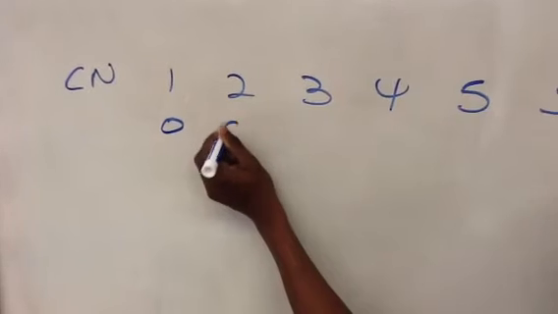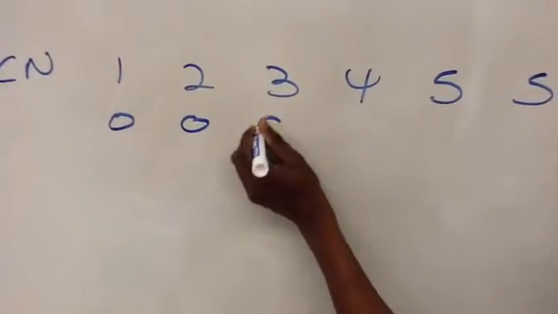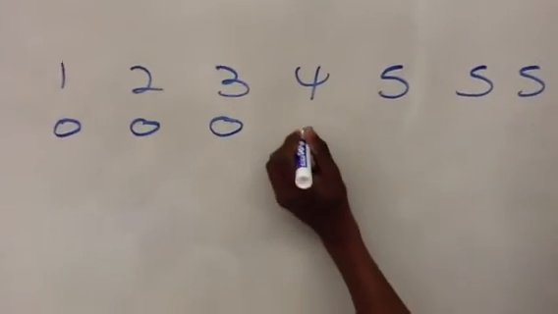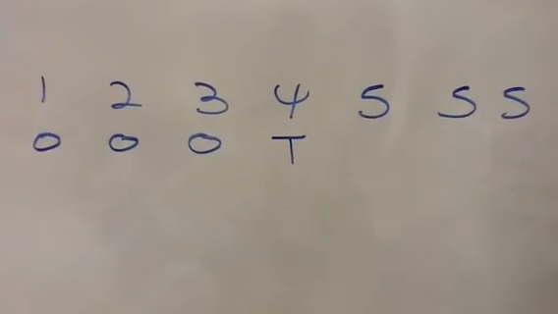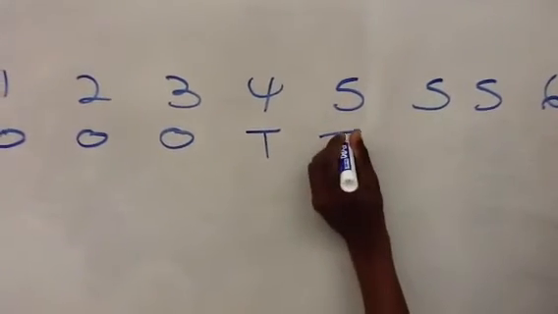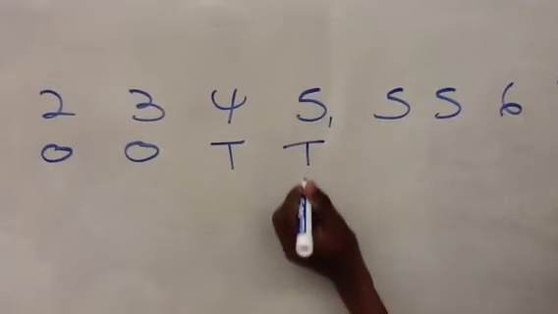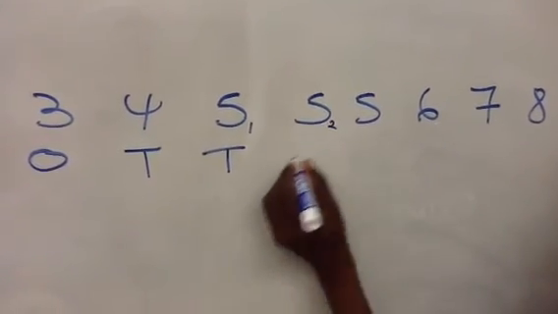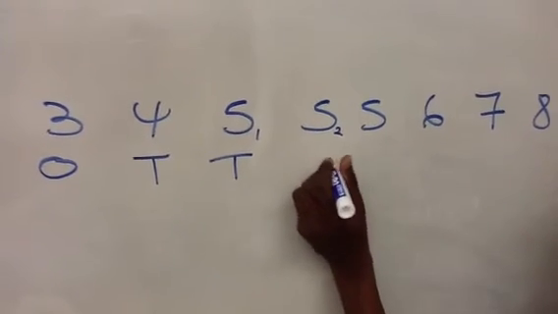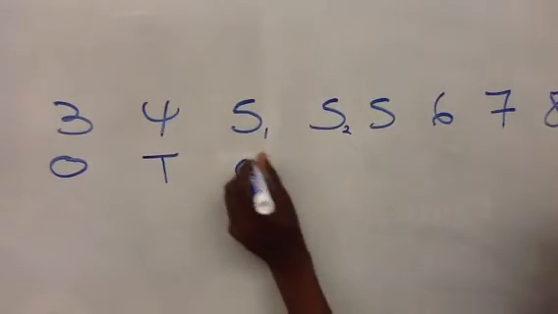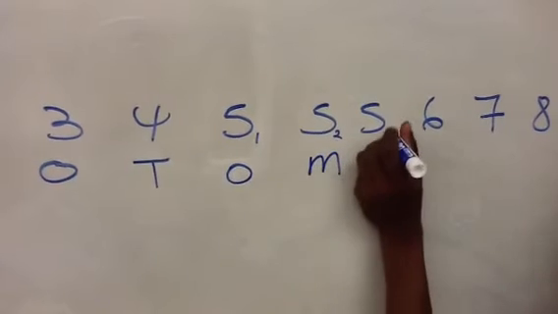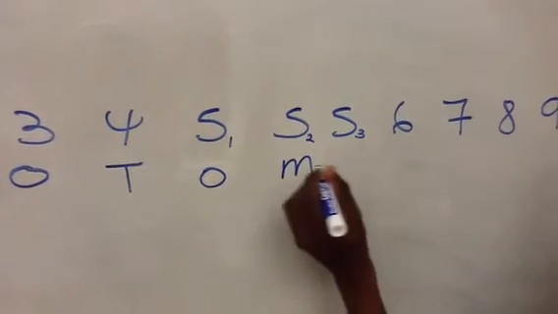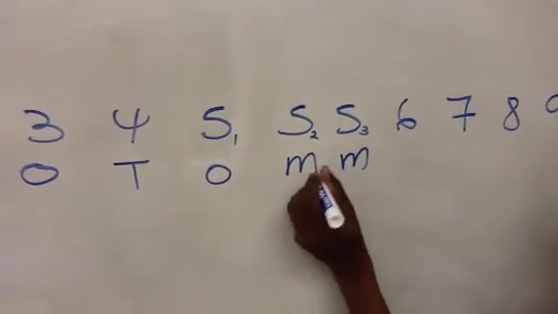Cranial nerve 1, which is the olfactory. Cranial nerve 2, which is the optic. Cranial nerve 3, which is the oculomotor. Cranial nerve 4, which is the trochlear. Cranial nerve 5, the trigeminal, has three branches: the first, which is the ophthalmic, the second, which is the maxillary, and the third, which is the mandibular.